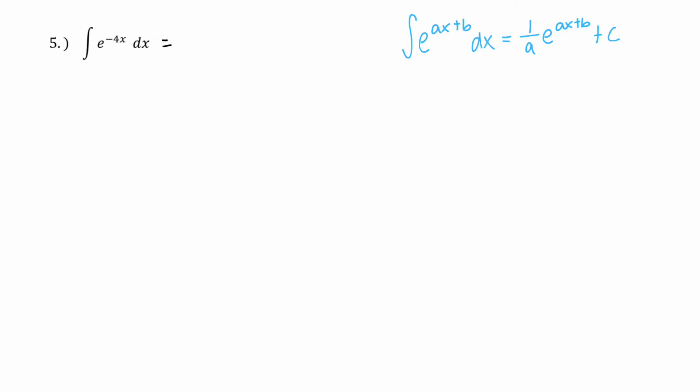So here, a is equal to negative 4. So this will be 1 over negative 4 e to the negative 4x plus c.